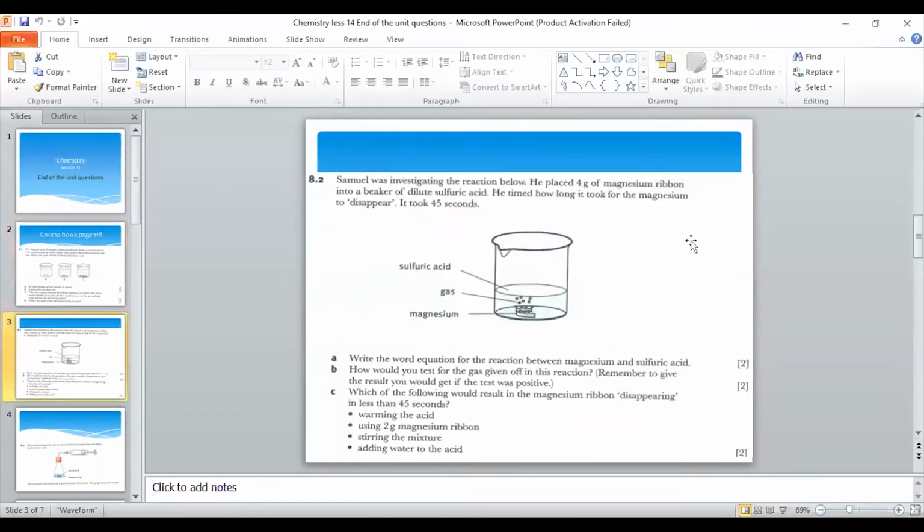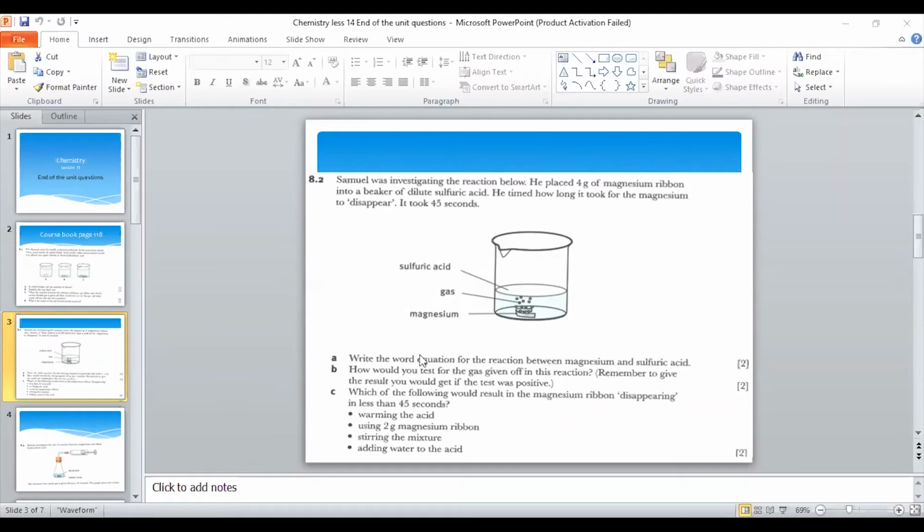Yes, maybe Ercia, you can read this. Samuel was investigating the reaction below. He placed 4 grams of magnesium ribbon into a beaker of dilute sulfuric acid. He timed how long it took for the magnesium to disappear. It took 45 seconds. Okay, so here we have sulfuric acid, gas, and magnesium.